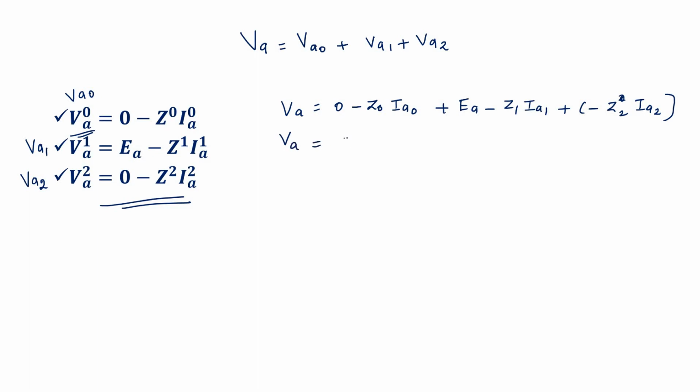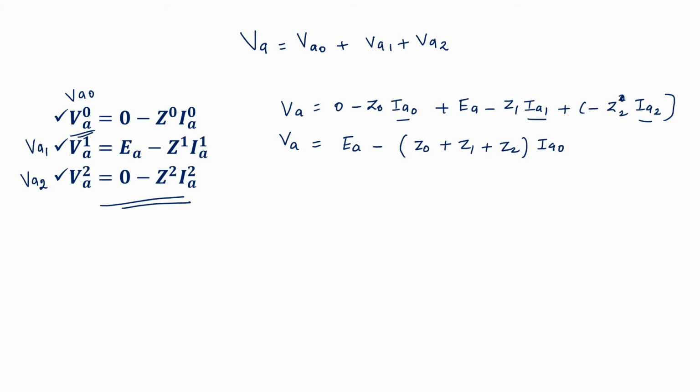Now I have to add all the three. Va equal to Ea minus, since all the currents Ia0, Ia1, Ia2 are equal, Z0 plus Z1 plus Z2 into Ia0. I am going to write it like this. So this is the phase voltage Va.